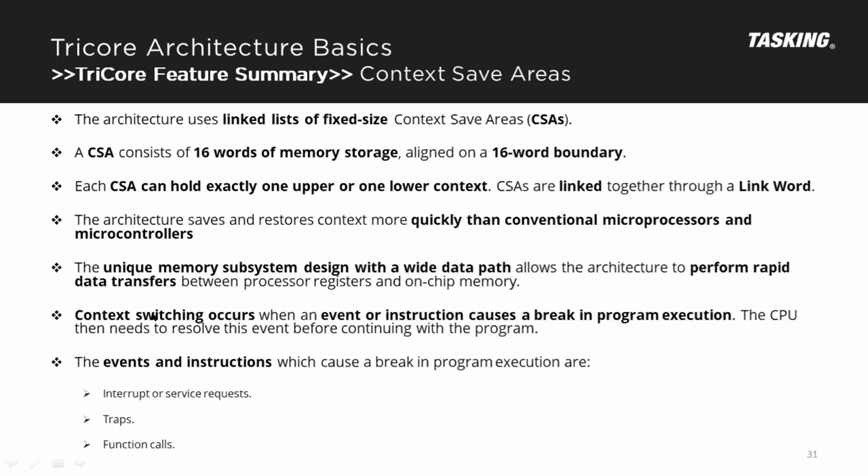And the context switching happens based on certain events or instructions. So when the context switching happens, you will find a different scenario. If an interrupt or service request happens, a context switching will occur, or if a trap happens as well, a context switching will occur, or a function call. So if one function calls one function, which calls one function, then for every function call, a context switching will happen as well.